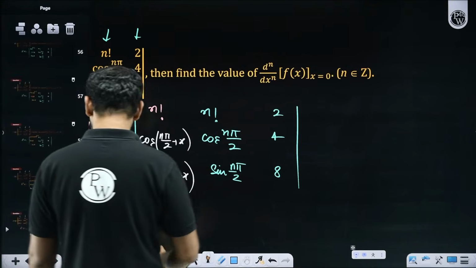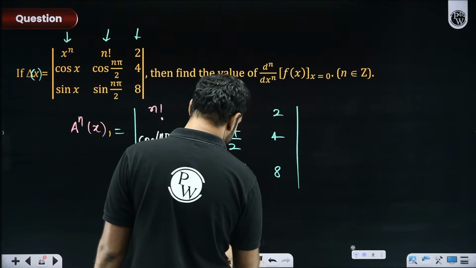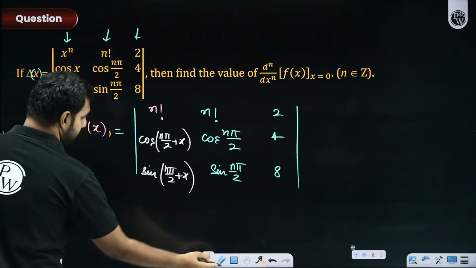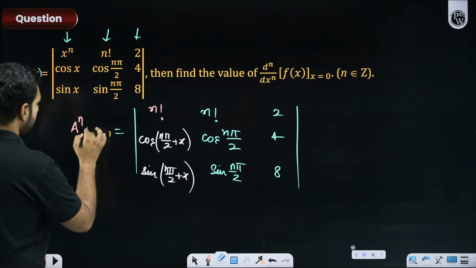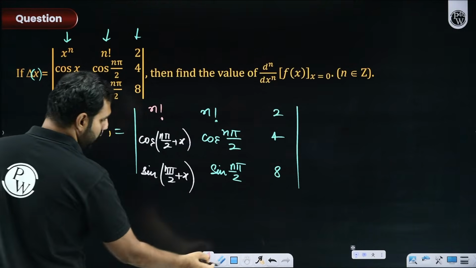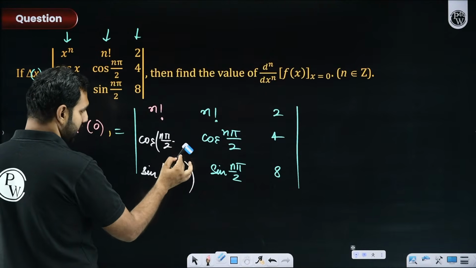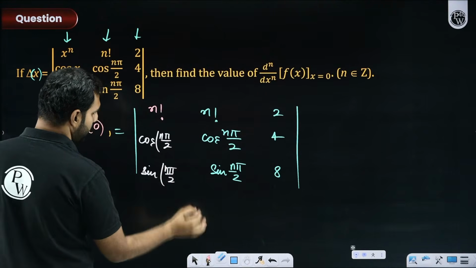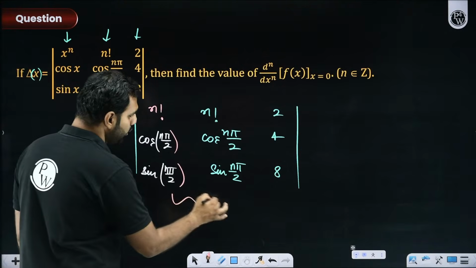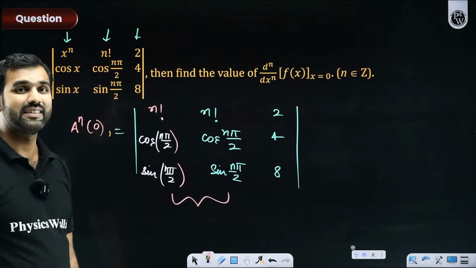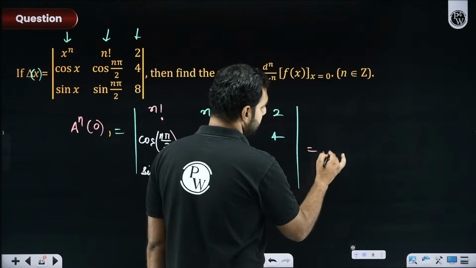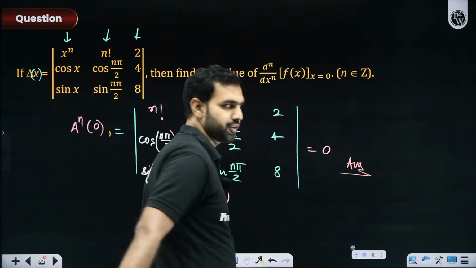But sir, this was not the question. You were asked to figure out something else. I know that. Let's try and do that. What are we asked? We were asked this derivative when x is 0. So let me replace x by 0. When I replace x by 0, this x becomes 0, this x also becomes 0. So cos n pi by 2, cos n pi by 2. Now, if any two rows or any two columns of a determinant are the same, its value will be 0. That's the answer to this question.